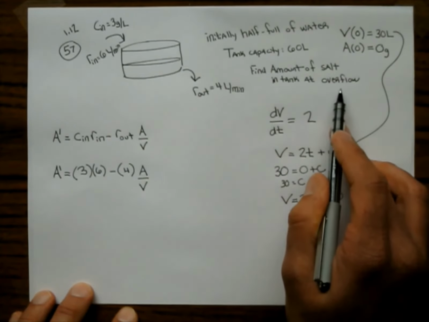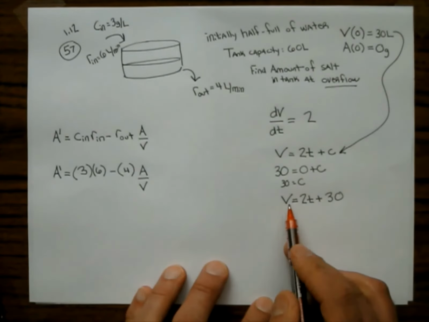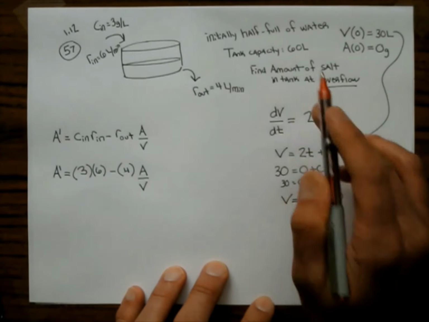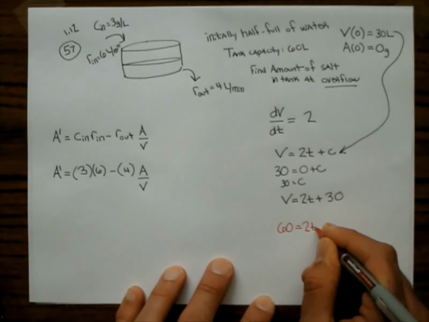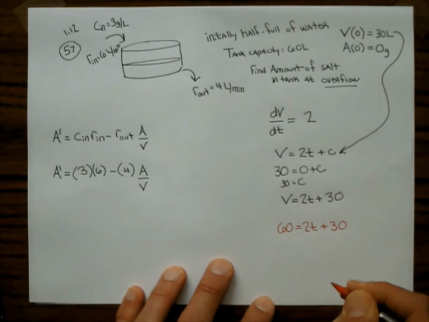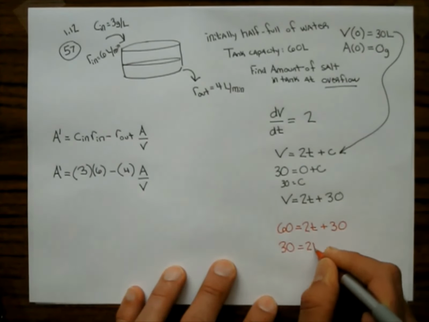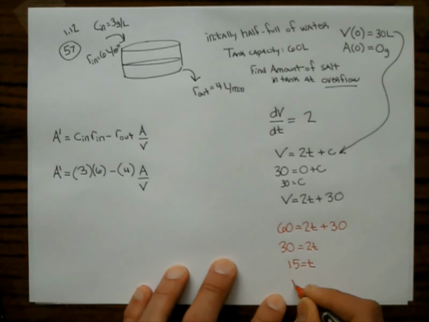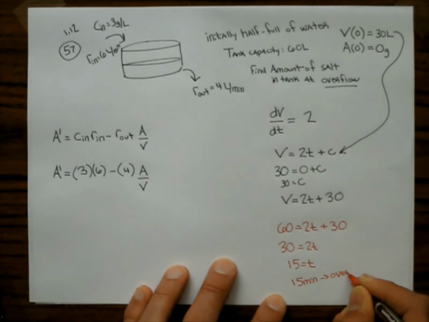Now before we plug it back into this differential equation, we do have to find the amount in the tank at overflow. Well, we want to know when the overflow happens. The overflow will be right when the volume hits 60. So I'm going to put 60 in there, and this is going to help me find the time of overflow. So this is going to give me 30 equals 2t. 15 equals t. So at 15 minutes, that's when it starts to overflow.